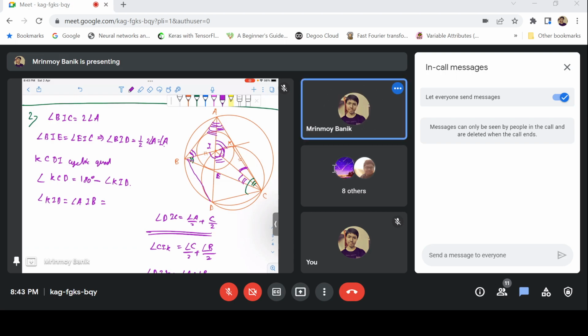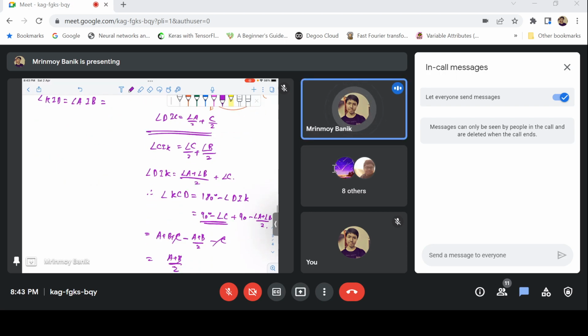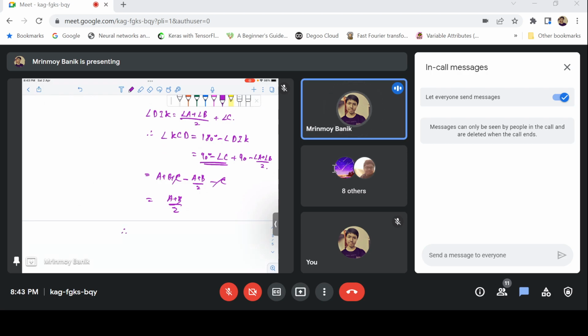KCD. And BCD and BAD are the same, which is essentially A by 2. So KCB must be B by 2. This is B by 2 and this is also B by 2. So done, that shows BKC is isosceles.